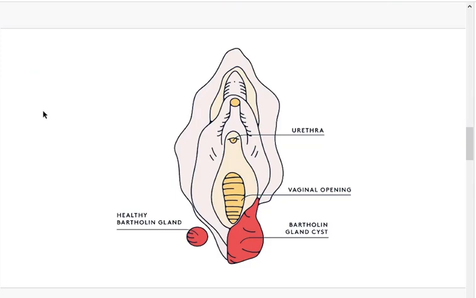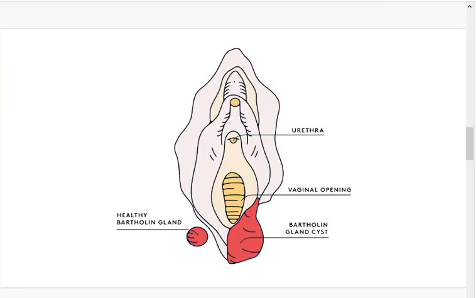Let's talk about the opening of Bartholin glands. There are two Bartholin glands, one on each side of the vulvar surface. The round one is the Bartholin gland. They are pea-sized. Bartholin glands are yellowish white in color.